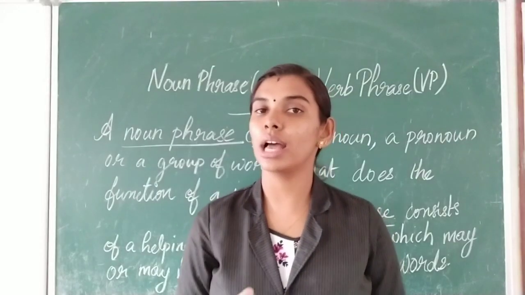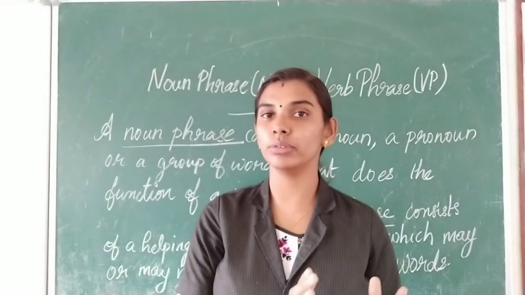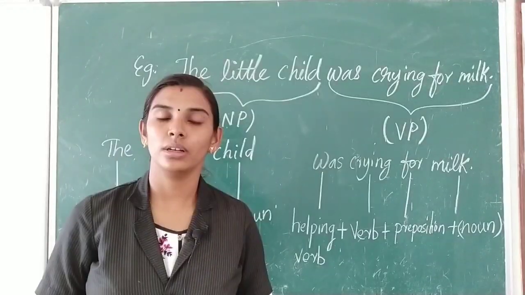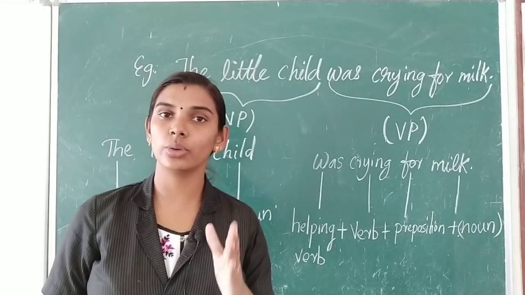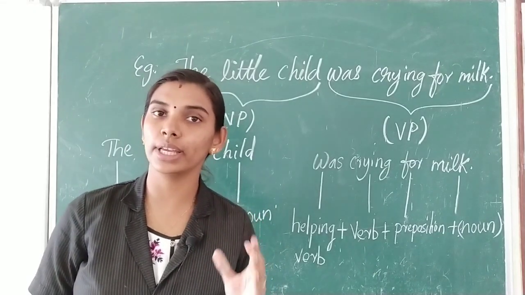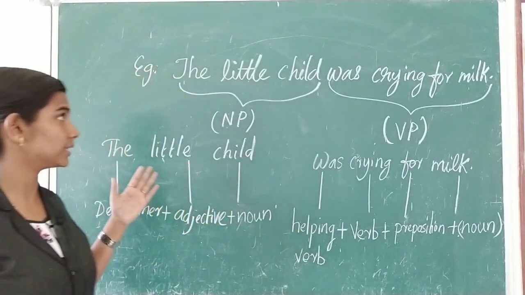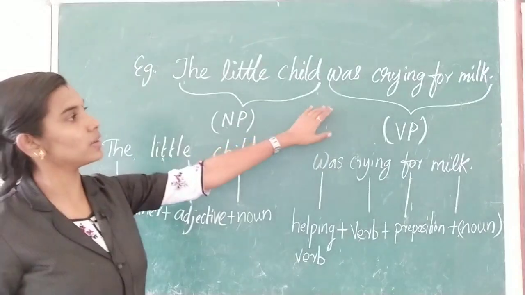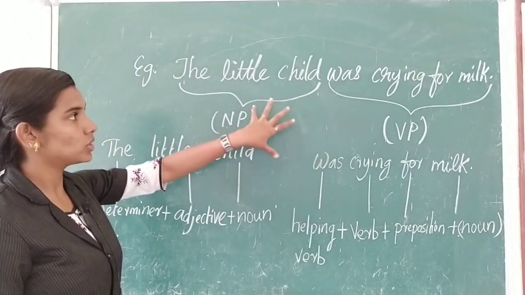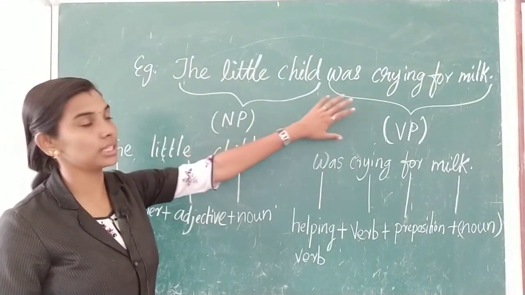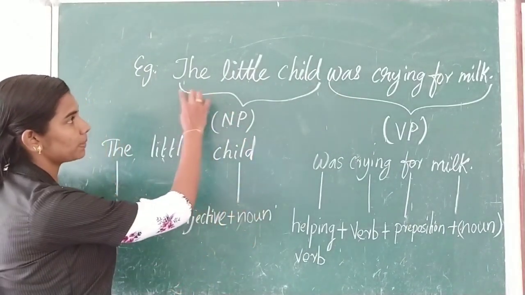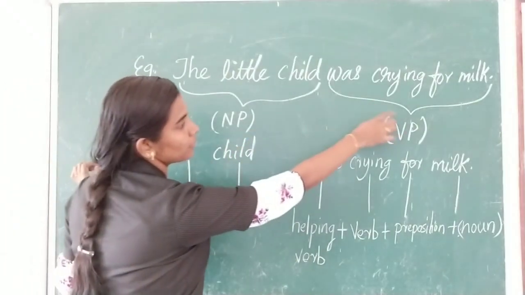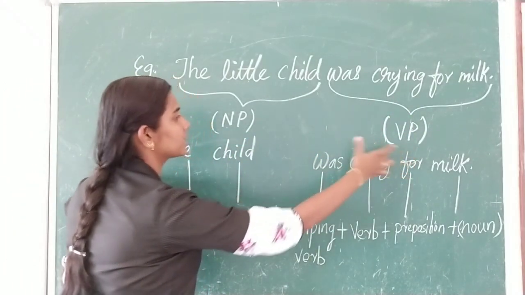Okay children, now let us see how to split the noun phrase and verb phrase of a sentence. So children, if you are asked to write the noun phrase and verb phrase of a sentence, you have to write like this, okay? See the example. The little child was crying for milk. We have divided the sentence into two parts. The first part, the little child, is the noun phrase. Was crying for milk is the verb phrase.